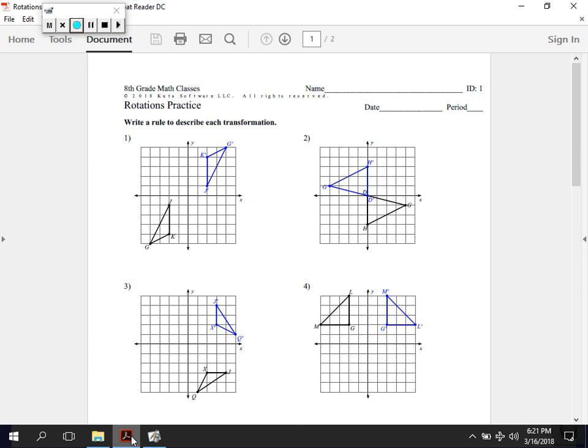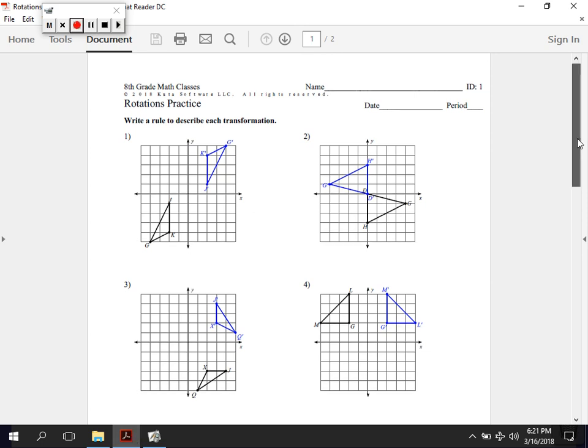So if it's clockwise or counterclockwise, you should be able to write 2 answers, because remember, 90 degrees clockwise is the same thing as 270 degrees counterclockwise. So you could write that 90 degrees clockwise or 270 degrees counterclockwise. So your table and the front of your notes page should help with this. So you're just writing the rule for 1 through 4.